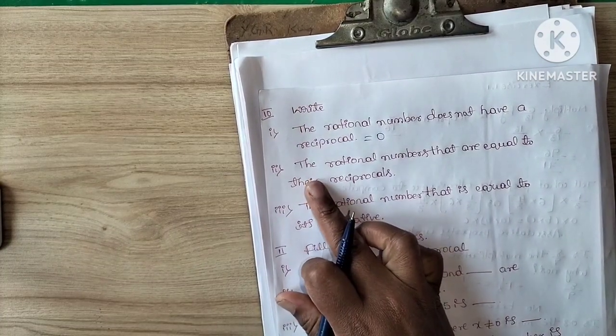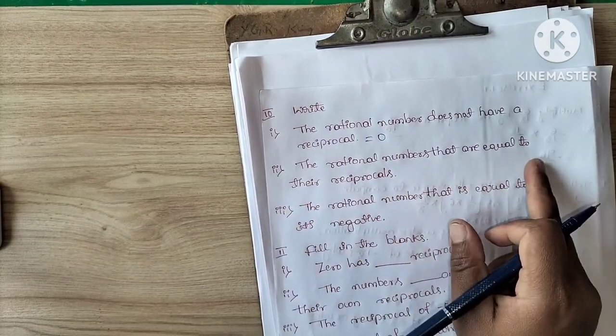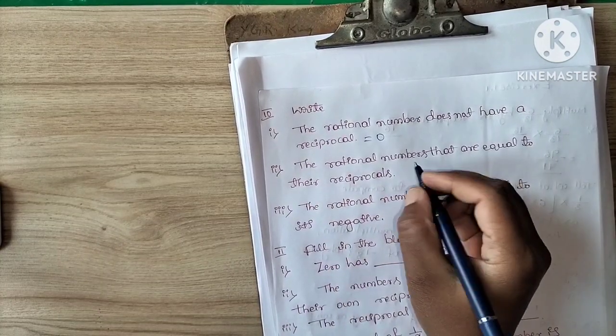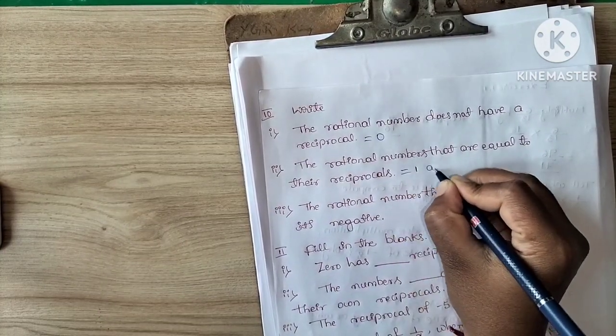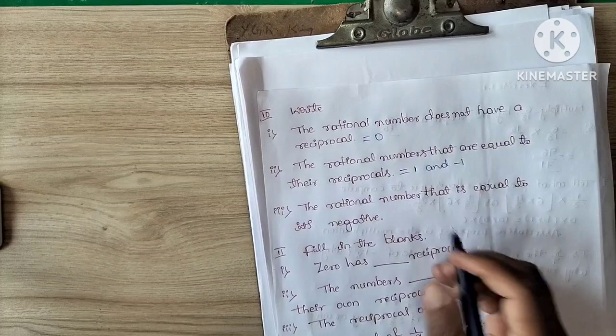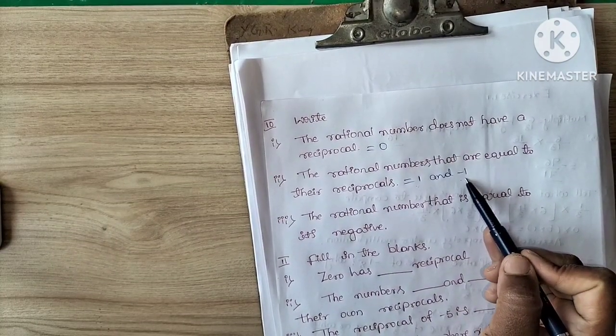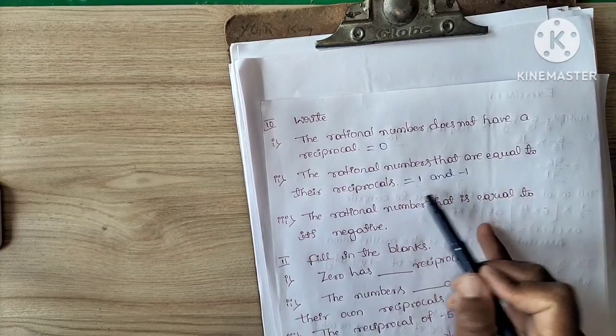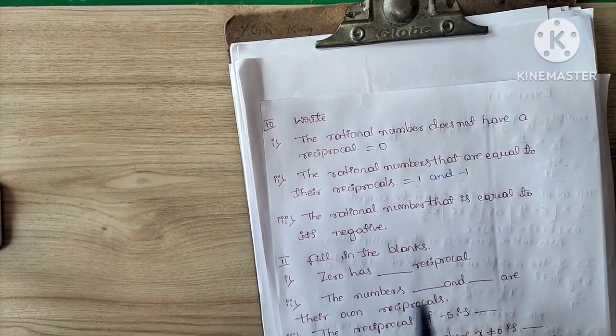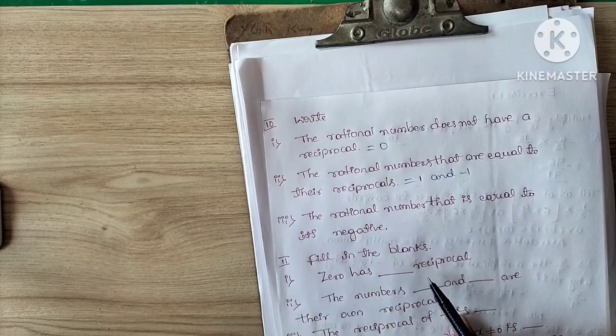Next, second question. The rational numbers that are equal to their reciprocals, which are those? 1 and minus 1, because the reciprocal of 1 is always 1, and the reciprocal of minus 1 is always minus 1. So these two are the rational numbers equal to their own reciprocals.